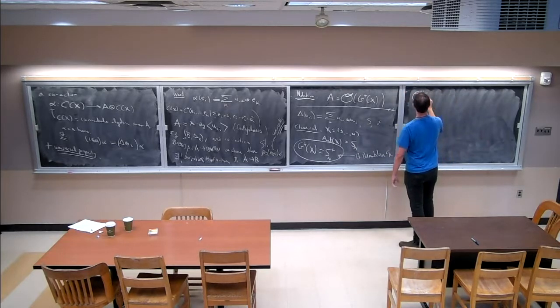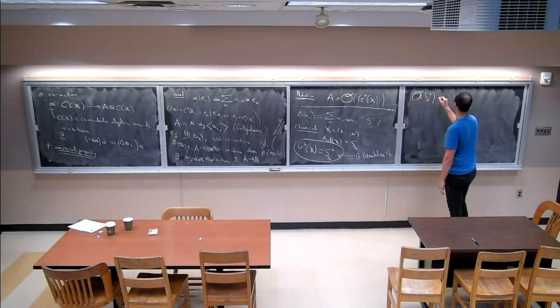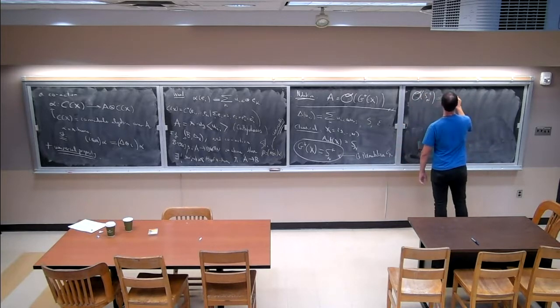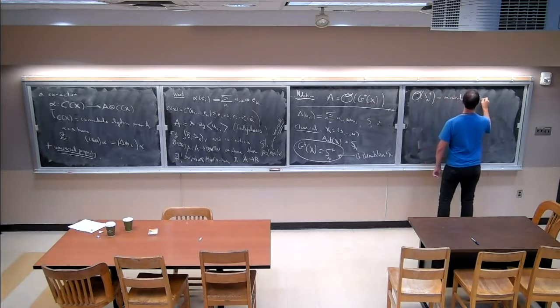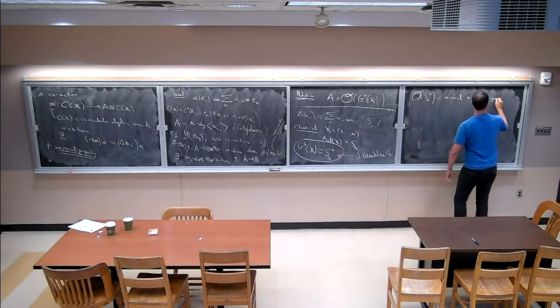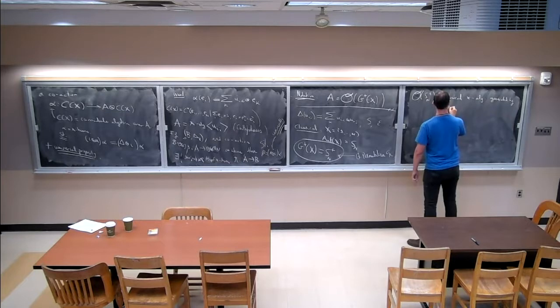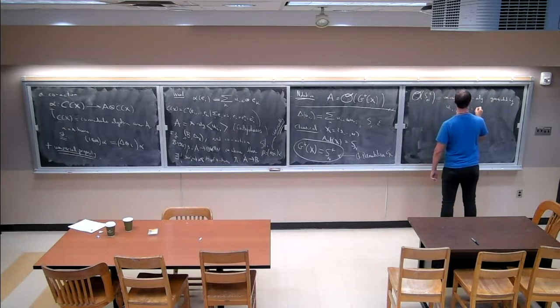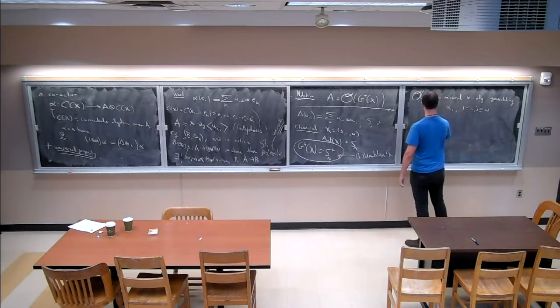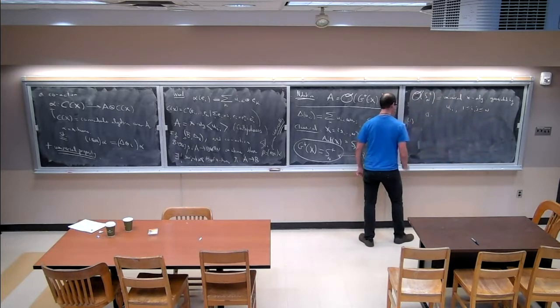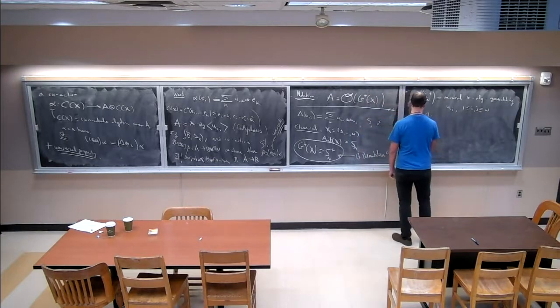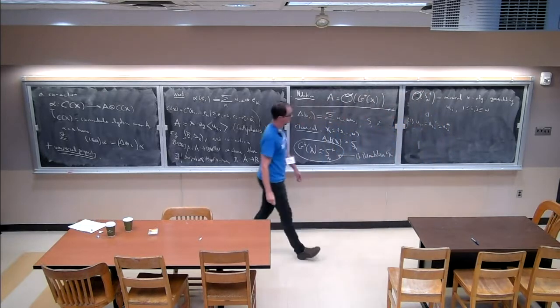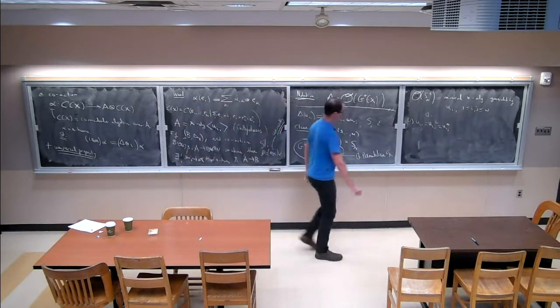So O(X+) is equal to the universal star algebra generated by variables u_ij, 1 ≤ i, j ≤ n, together with the following relations imposed. One is that I want u_ij to be equal to u_ij squared to be equal to u_ij star. So we have an algebra generated by self-adjoint idempotents.